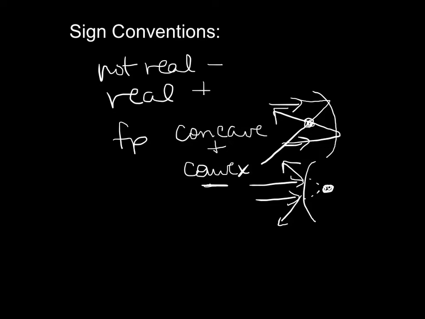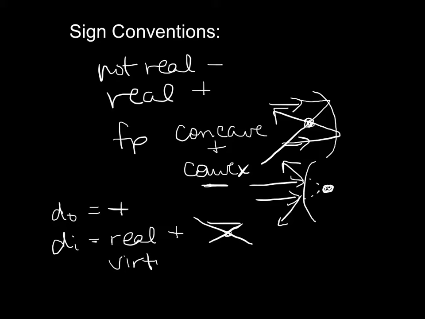Now, distances: your object distance, do, is pretty much always positive. Your image distance, di, if it's real, is going to be positive, because remember, a real image is formed when the light rays really cross, and you have real light rays. If it's virtual, you're going to end up with a negative di. So that's one of the ways you can tell if it's real or virtual, if you end up with a positive di or a negative di.